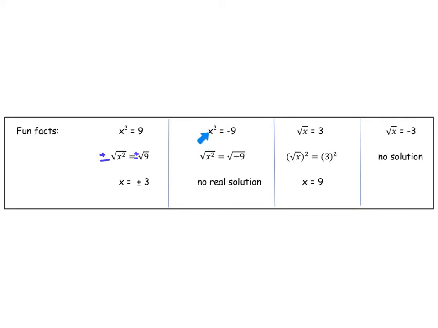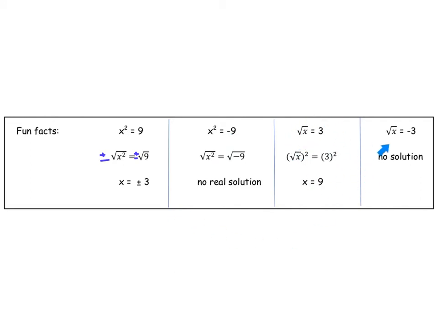On the next one over, if I square root both sides, I can't take the square root of a negative number, because anything multiplied by itself will give me a positive. So this one has no real solution. We'll get to a point somewhere where we're going to deal with those non-real solutions. But for now, if we have something squared equaling a negative, it doesn't have a solution.